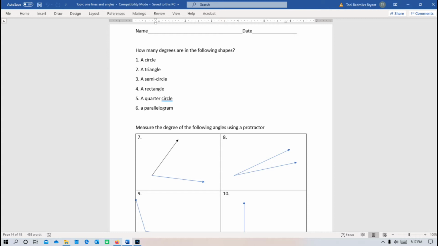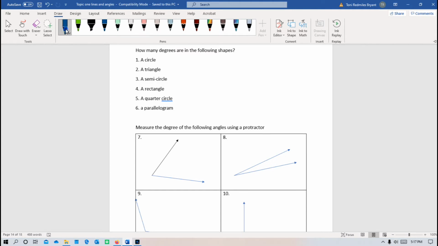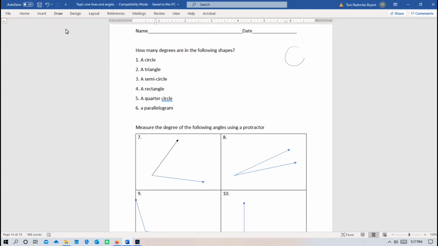So in the first part, it just asks how many degrees are in the following shape. Well, if you remember in class, we went over this a bit, and we said that a circle, if I make a cross inside, would have four 90 degrees. If I add up all those 90 degrees, I'm going to get 360. So a circle equals 360, okay?